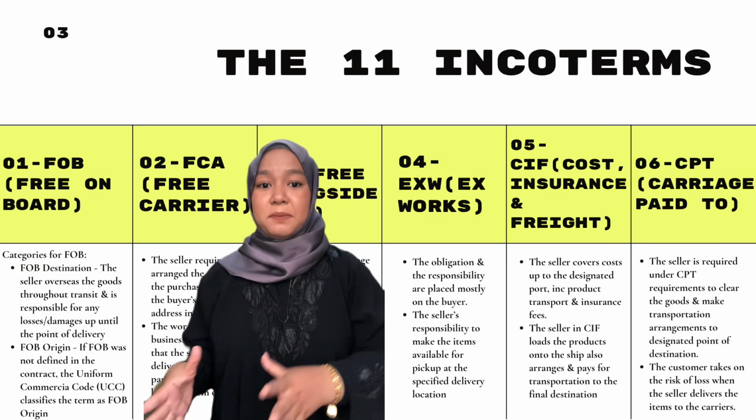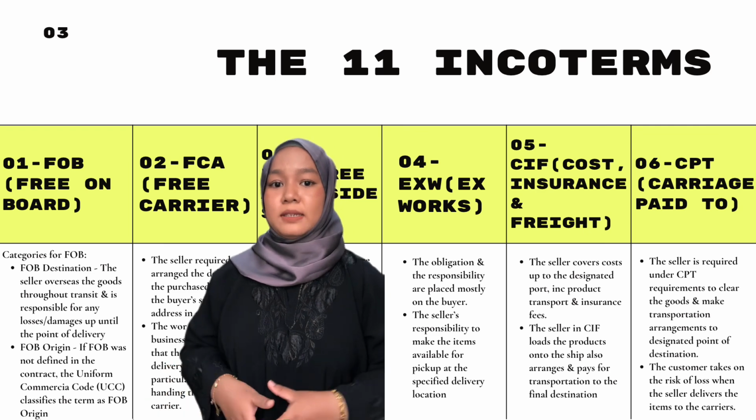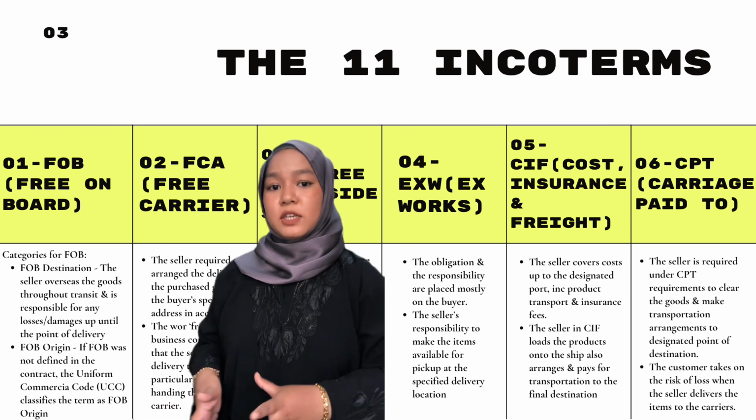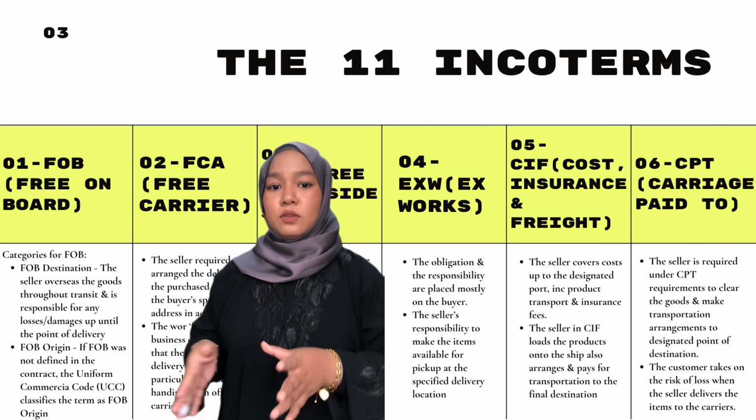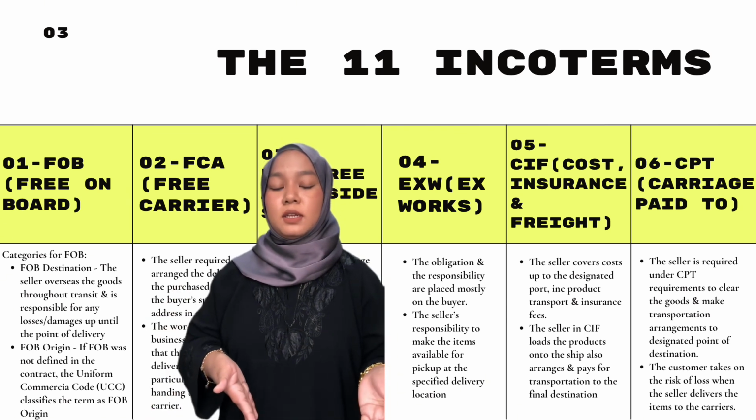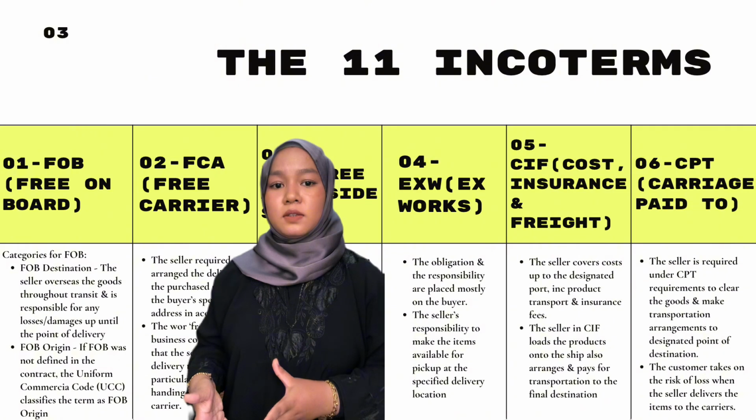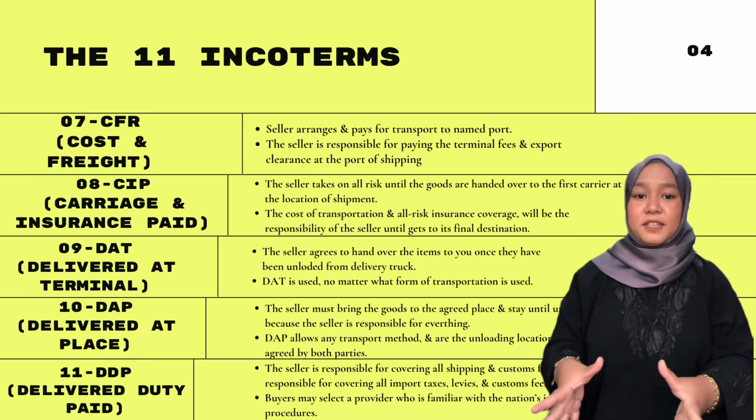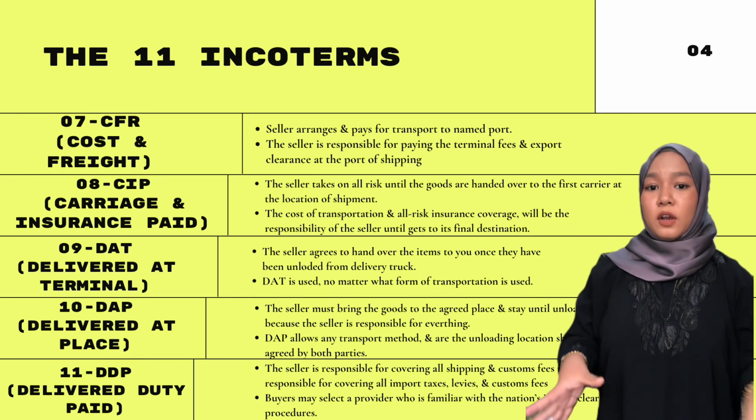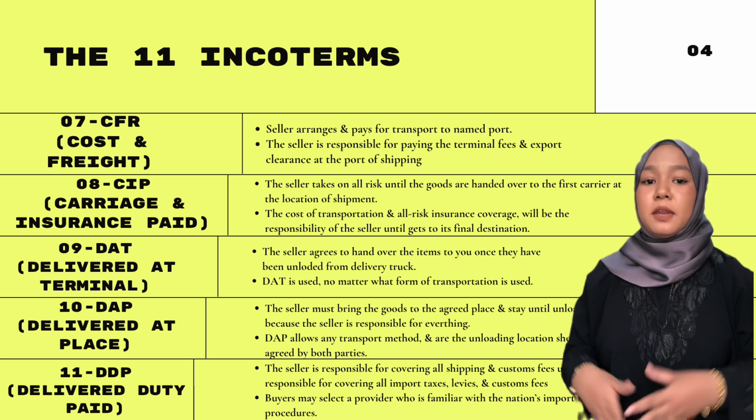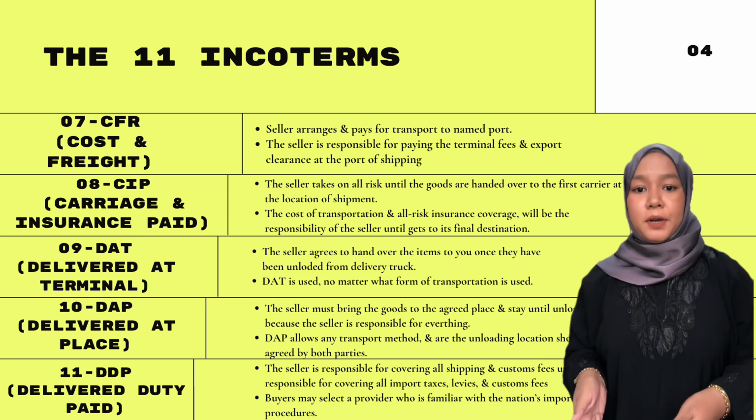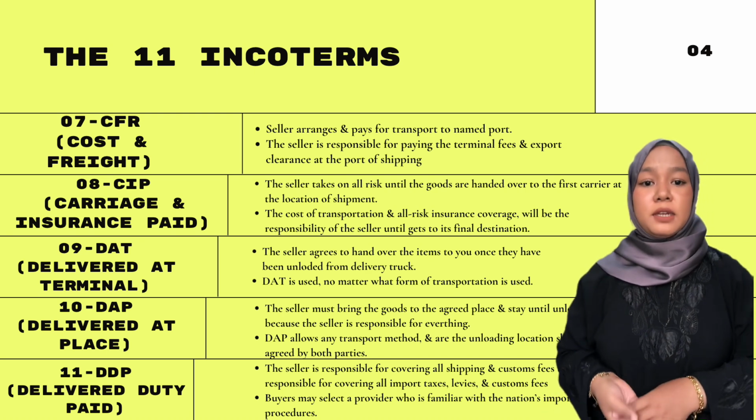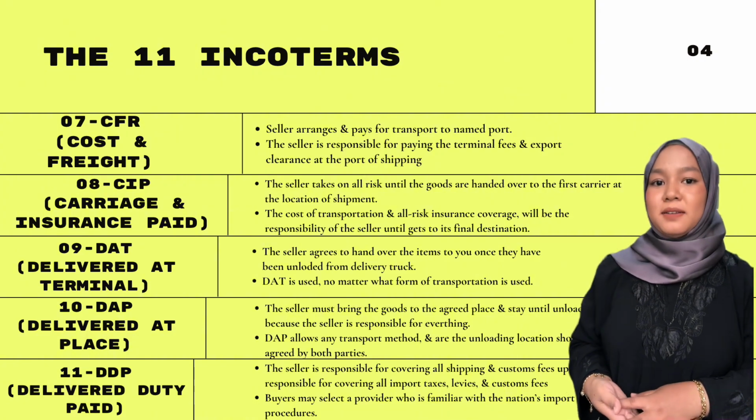Number 6 is CPT, carriage paid to. The seller is required under CPT requirements to clear the goods and make transportation arrangements to the designated point of destination. The customer takes on the risk of loss when the seller delivers the item to the carrier. Number 7 is CFR, cost and freight. The seller arranges and pays for the transport to the named port. The seller is responsible for paying the terminal fees and export clearance at the port of shipping.